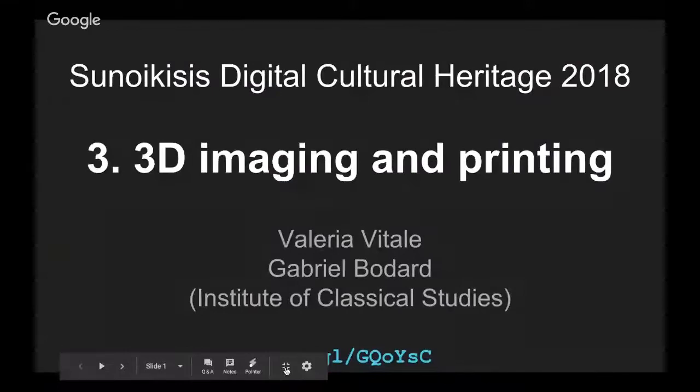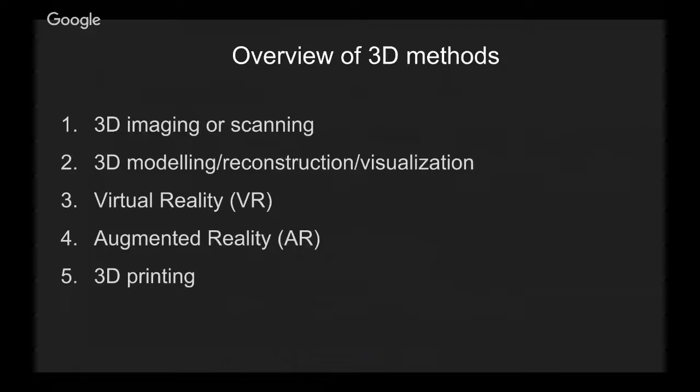I basically want to take a couple of minutes before we start the main content of this to define some terms more than anything. So if you give me just a second to share my screen. So I'm just going to very briefly talk about these five 3D methods that we're going to talk about, and I want to say a little bit about how they differ from one another and what we mean by them.